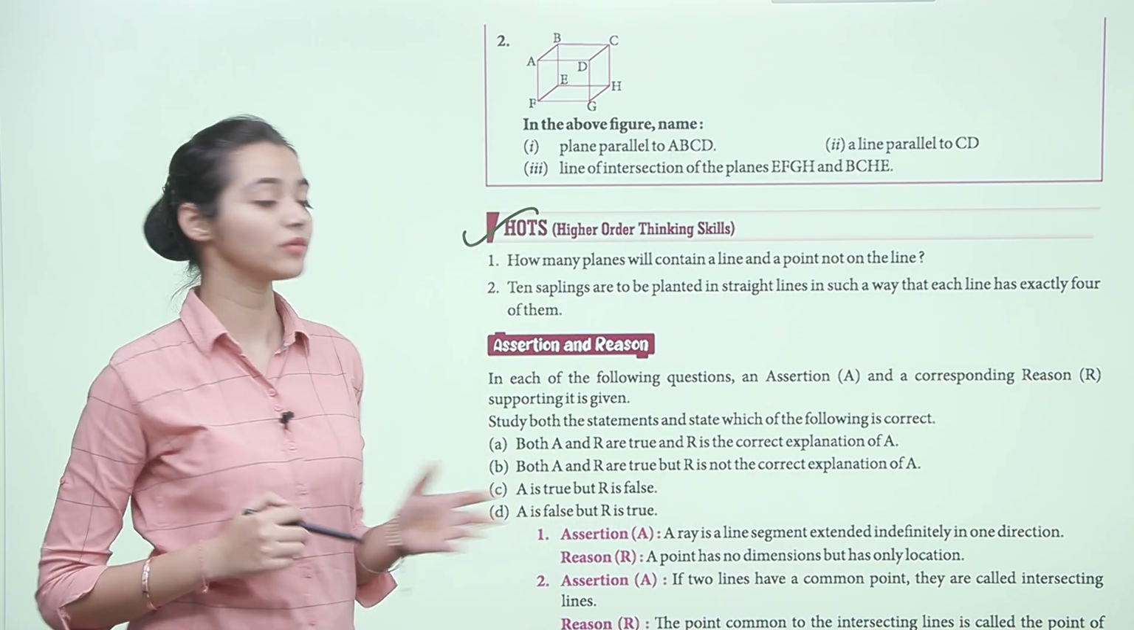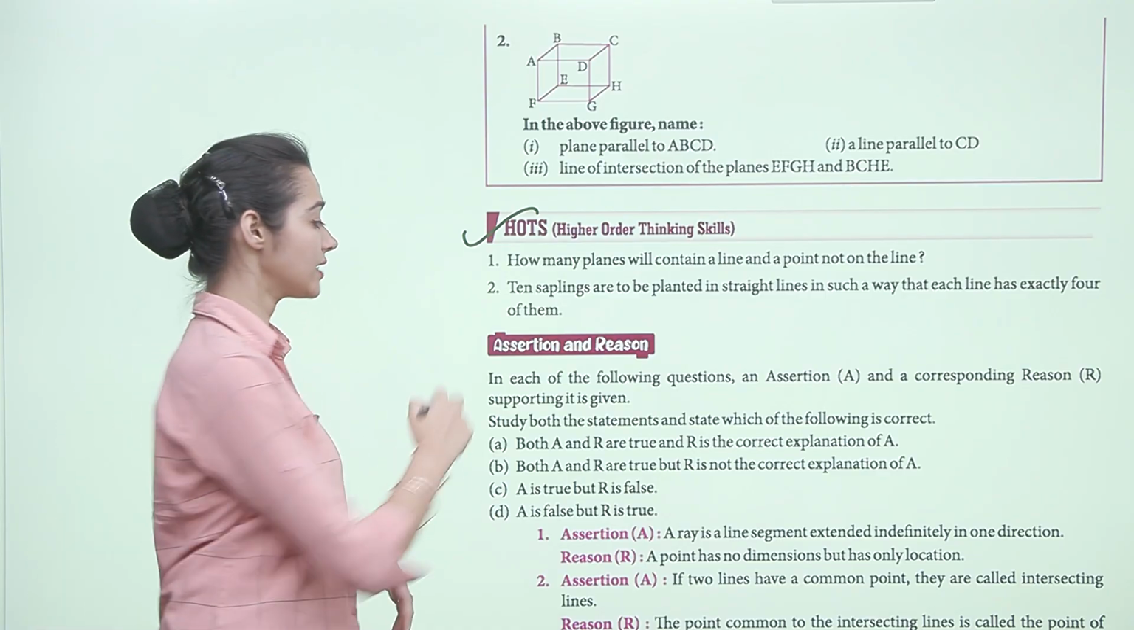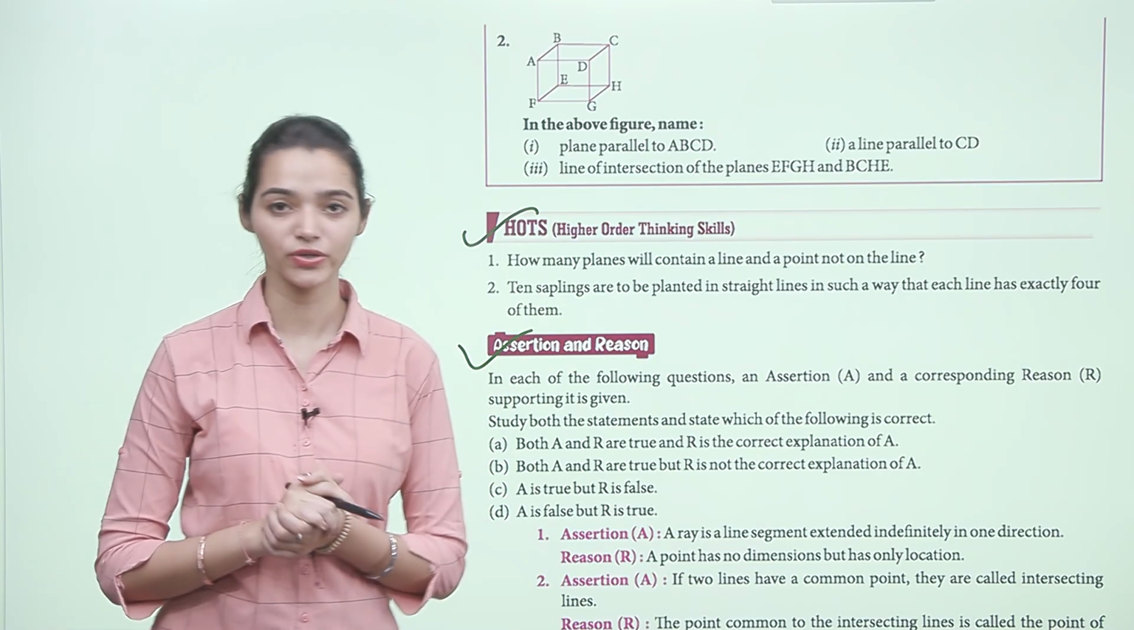Here is the HOTS question. How many planes will contain a line and a point not on the line? That you have to tell me here, and that's how you can solve the assertion and reasoning by yourself.